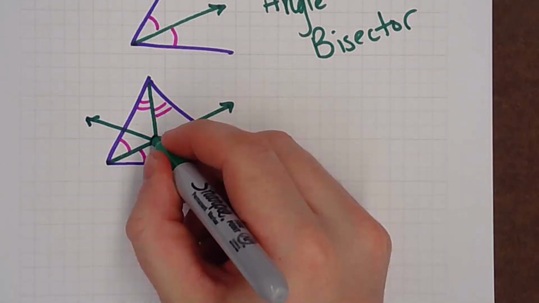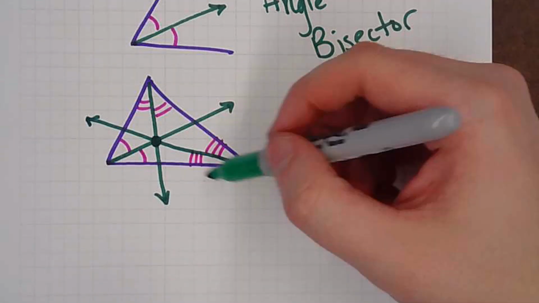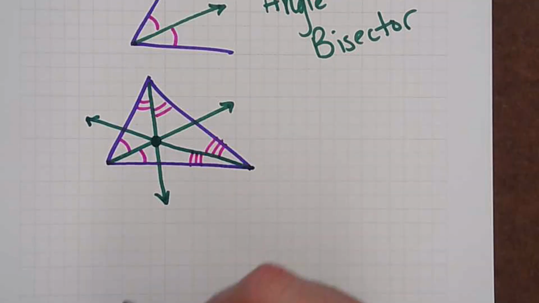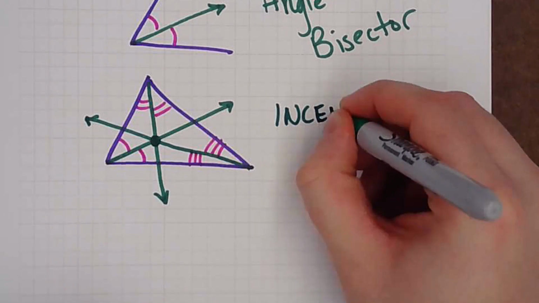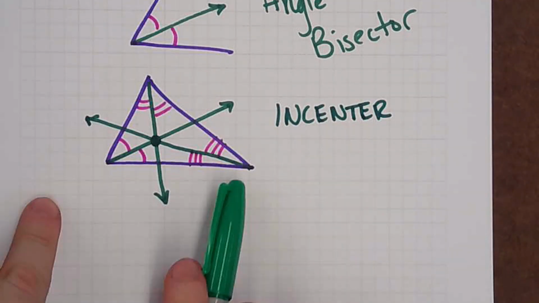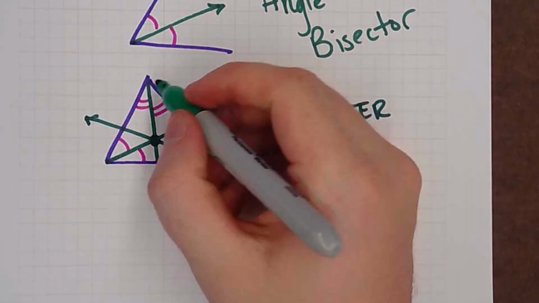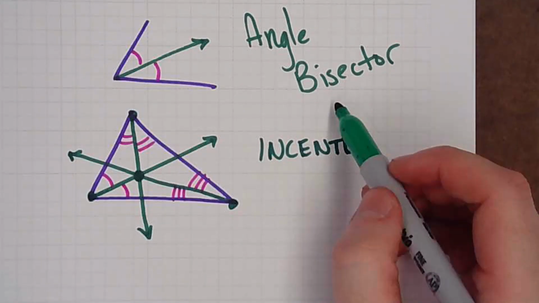And you'll notice that the angle bisectors intersect at a point, just like all of our special segments and lines in triangles do. And this point we call the incenter. So that point inside there is the incenter. These are angle bisectors 1, 2, and 3. They go from a vertex and they cut the angle in half. That's why they're called bisectors, right?